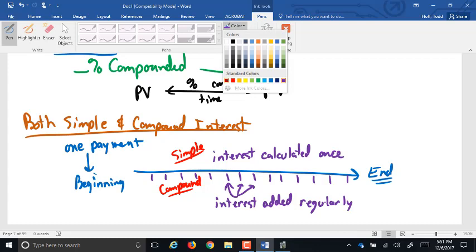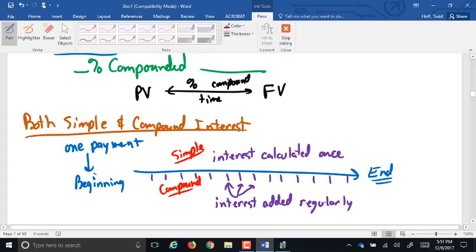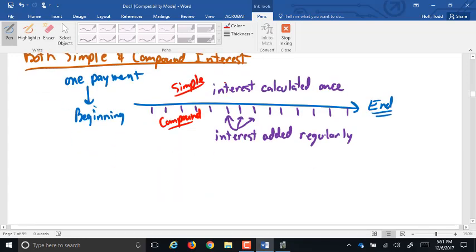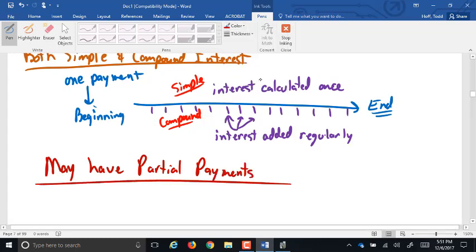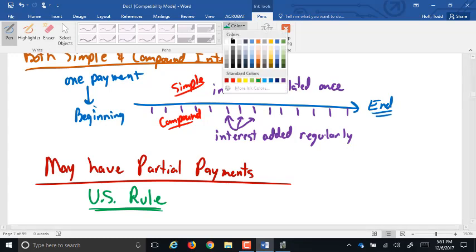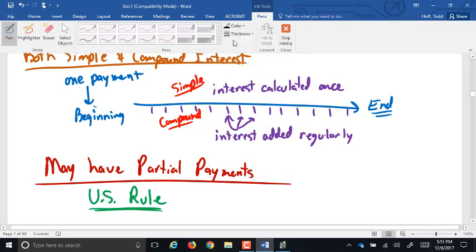Does that mean that these never have payments in the middle there? Of course not, because we've already done problems where there's payments in the middle. You may have those partial payments, like the US rule. Remember that from 3 weeks ago? That's where you borrowed so much money for 120 days. Let's just write down an example. We won't calculate it out, but we'll write out an example of what it looks like.